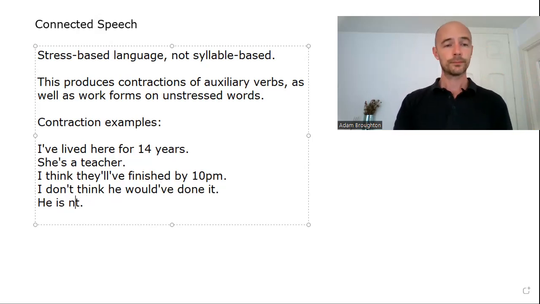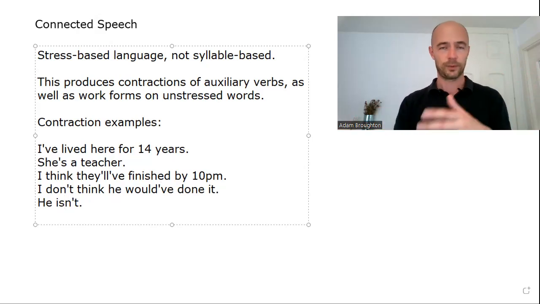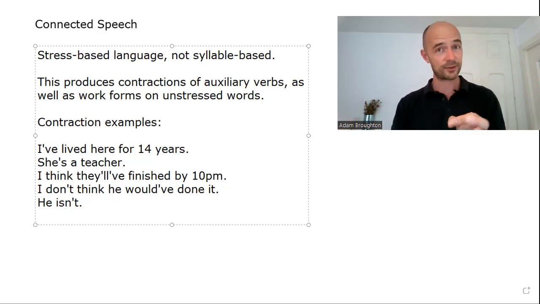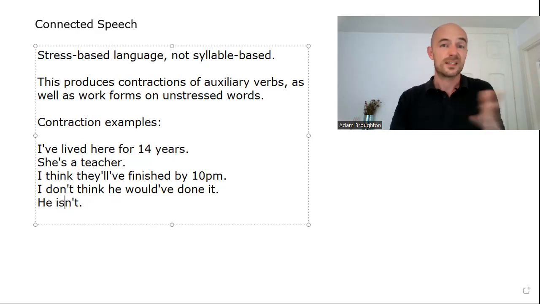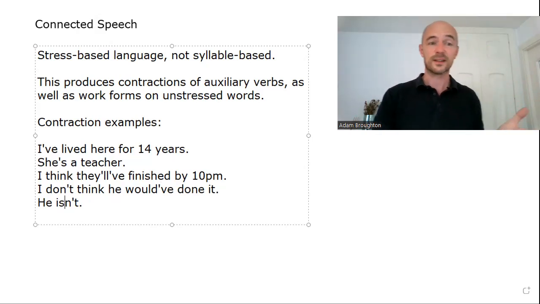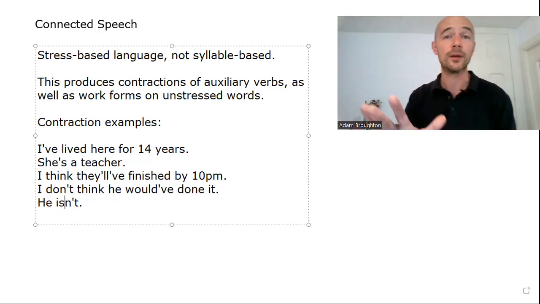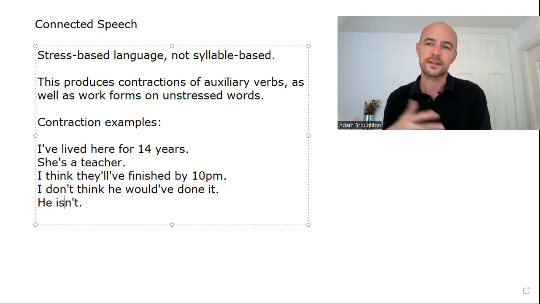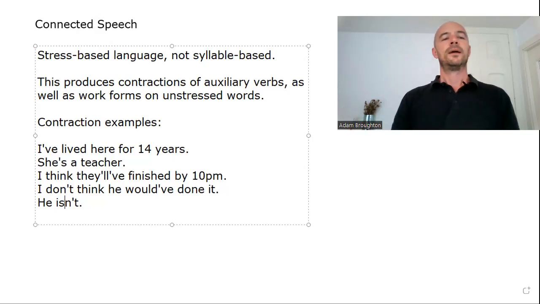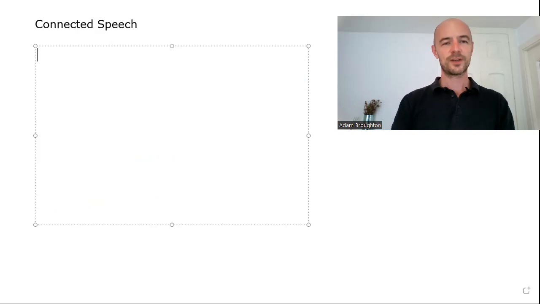And then last one, pretty simple. "He is not." We don't say "he is not" unless you want to emphasize, which would be very strange. He isn't. And often the T is removed from the end also. He isn't. Lovely. So far, so good. Let's get on to the last one.